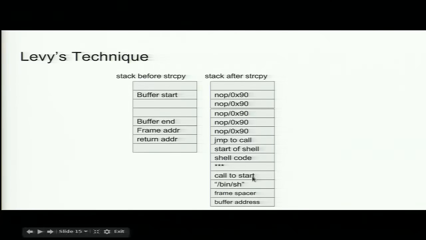That doesn't put anything on the stack, but then he does a call to go back up to the start of the shell code. When that happens, this address gets put on the stack. Since it's on the stack, he knows where it is. And then the buffer address is the return address that you want to come back to. That should come up here.